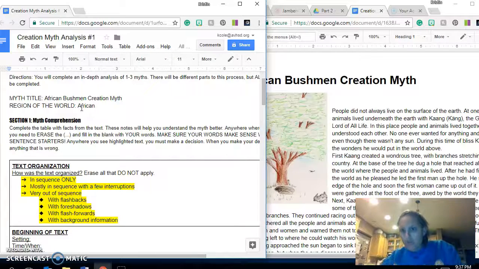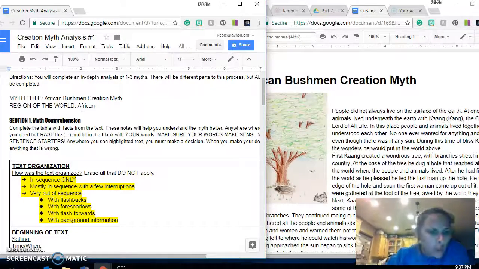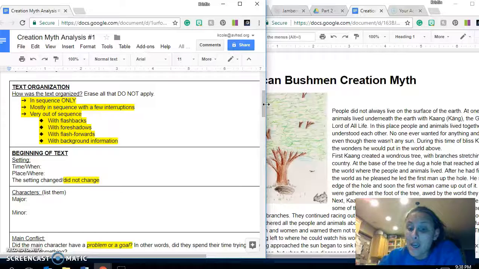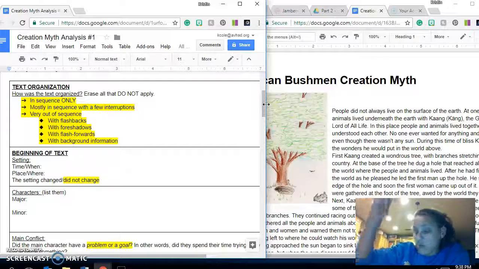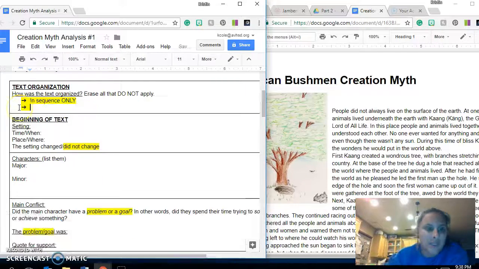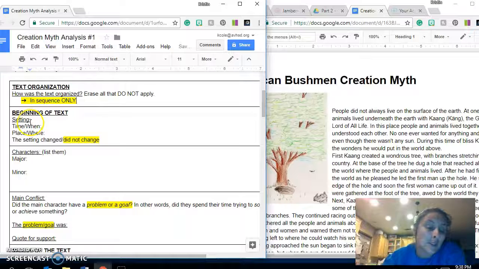All right. So looking at our first box, text organization. Remember, we have the highlighting, and the highlighting basically means we just have to erase all the ones that are wrong. Basically, this text is pretty well organized, just beginning, middle, end. There's no out of order nonsense. So we're just going to go ahead and delete all of that. Wonderful.